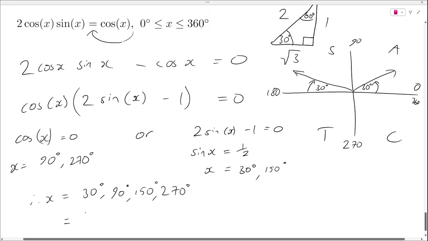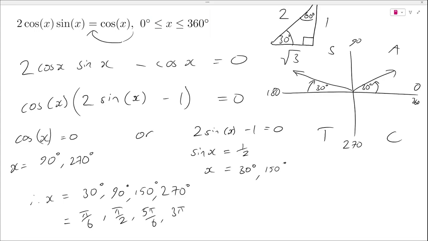And if you did want to write those in radians, by the way, it would be pi on 6, pi on 2, 5 pi on 6, and 3 pi on 2. And that is how we would answer this question completely, because if we had made the mistake of simply dividing by cos of x at the start, we would not get any of these solutions over here.